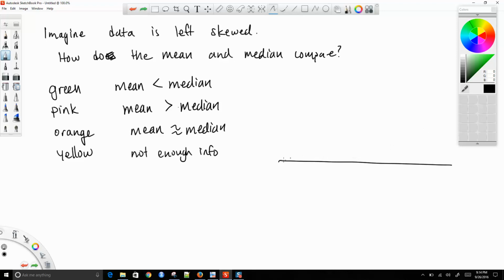Let's think of what do you think this will be? Like green and pink is the same thing. No. Green and pink are the opposite things, right? Mean is less than the median versus mean is greater than the median. Okay? All right, so think about this. Okay, you guys have your cards. Turn to your neighbors. Try to discuss what you think the answer should be.